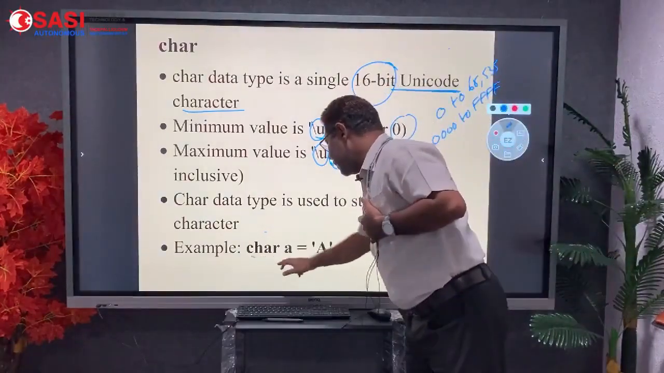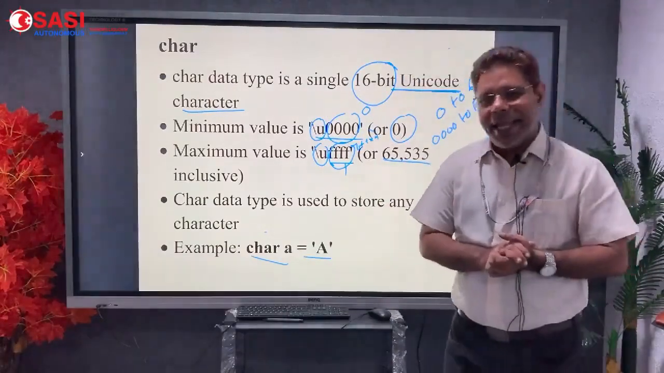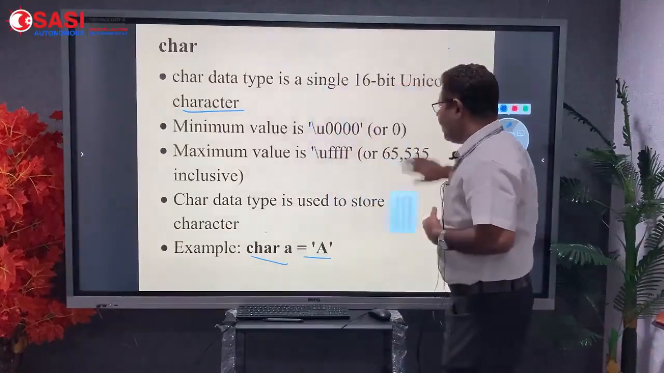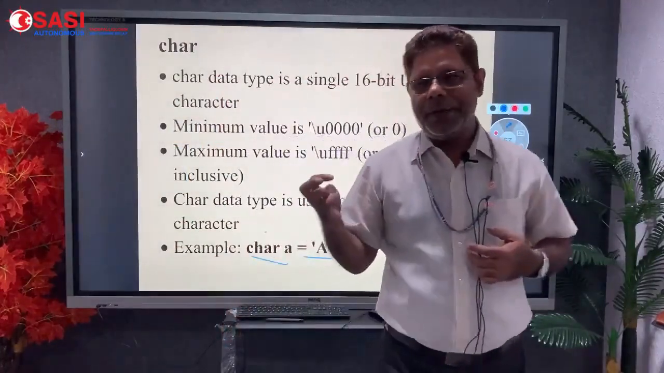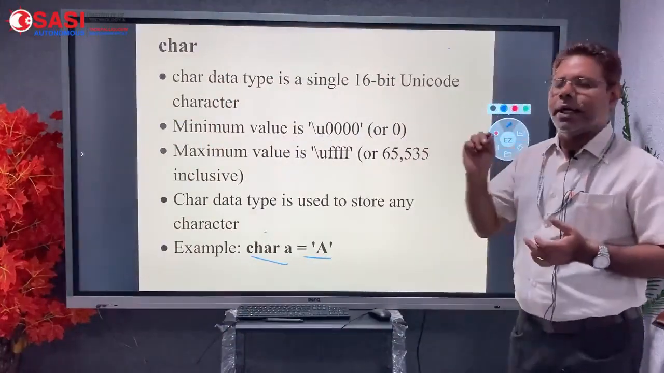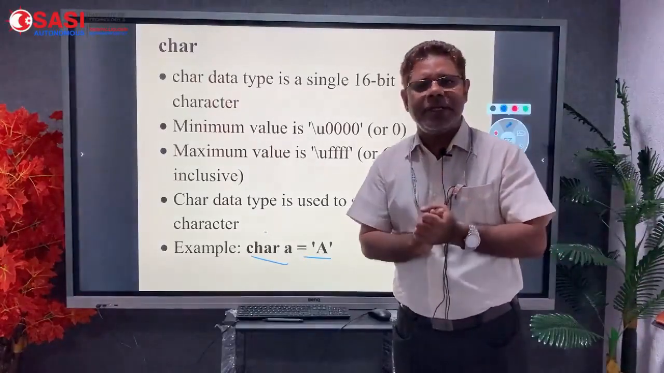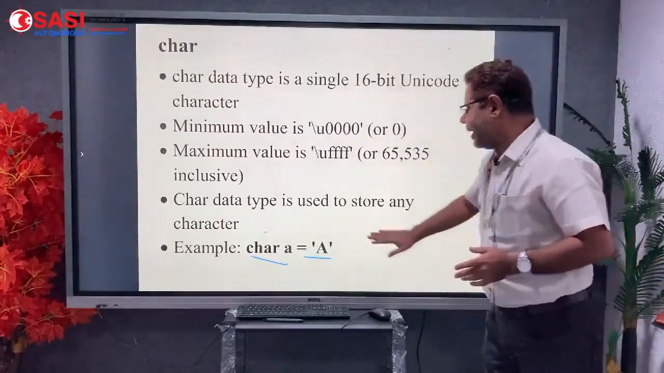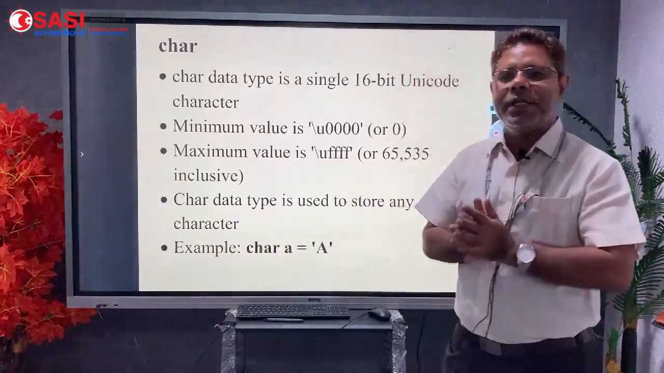Example, char a = 'a'. That means a character is stored in the variable a. So this is the character data type. Totally in Java we have 8 primitive data types. To store integer values, the data types are short, int, long, byte. To store float values, the data types are float and double. To store boolean values, the data type is boolean. To store character values, the data type is char. So this is the basic idea about the data types in Java.